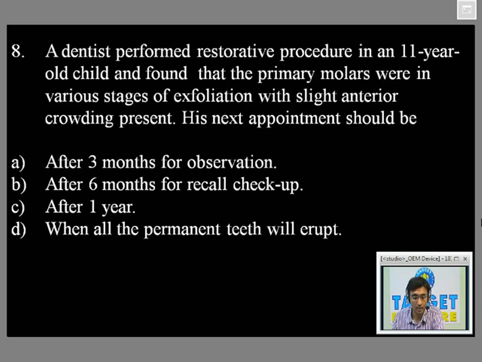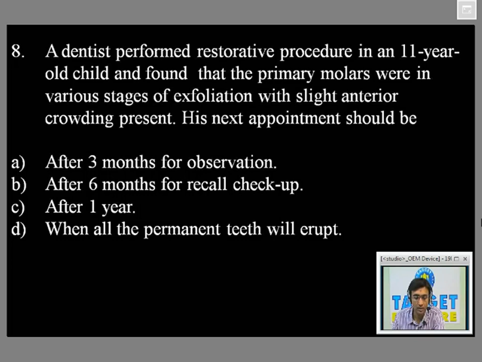Next, we move on to a dentist performed restorative procedure in an 11-year-old child and found that primary molars were in various stages of exfoliation with slight anterior crowding present. Now this question is a bit vague. A dentist has performed a restorative procedure in an 11-year-old child and has found that primary molars were in various stages of exfoliation. This shows that some primary molars are just about to exfoliate. Some would exfoliate after 6 months, some after 12 months, because it is 11 years. After about 1 year, you would expect all the primary molars to be exfoliated.